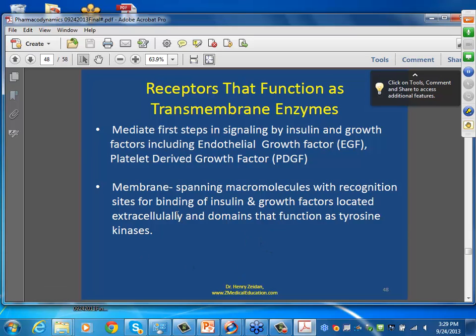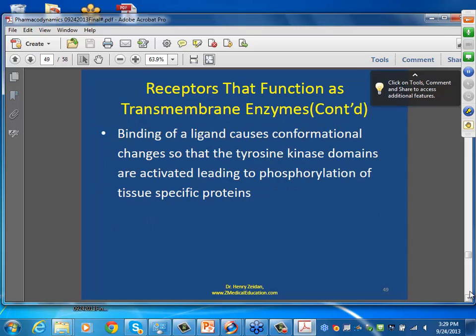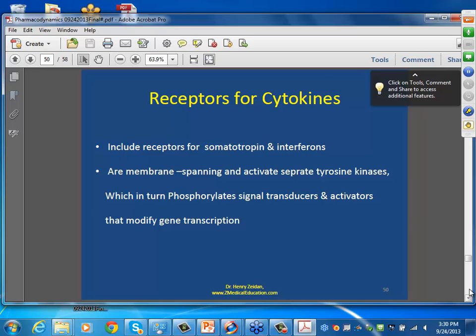Membrane-spanning macromolecules, you have various polypeptides, 2 alpha and 2 beta. It has specific recognition sites for binding with insulin and essentially the growth factors located extracellularly, and they undergo conformational change. We're probably going to see that when we address thyroid hormones in the endocrine system. Beautiful slide presentation on that. You're going to see it. This is the story here. Binding of a ligand, which can be a drug, can activate those tyrosine kinases to carry on the phosphorylation of specific receptors.